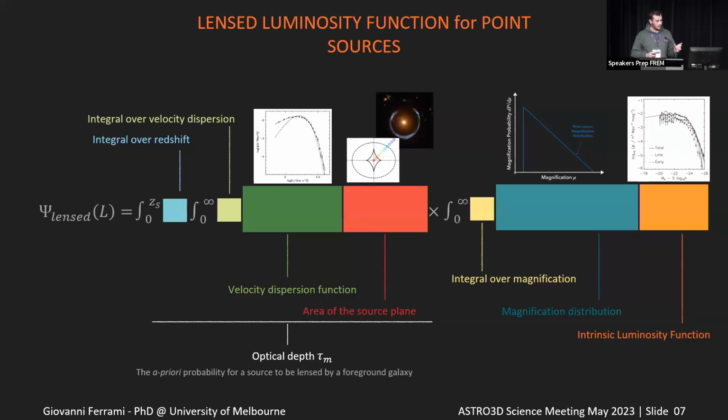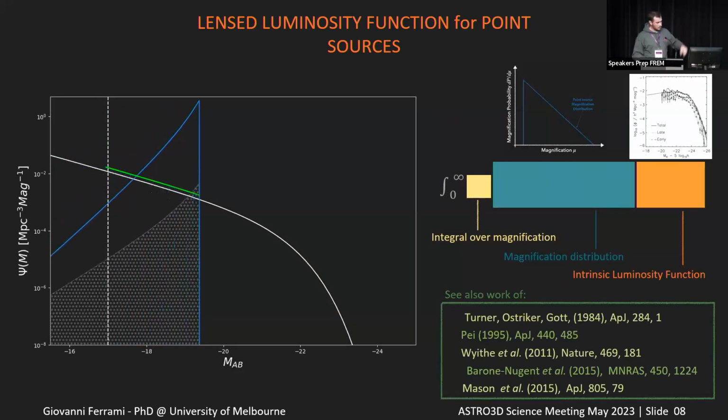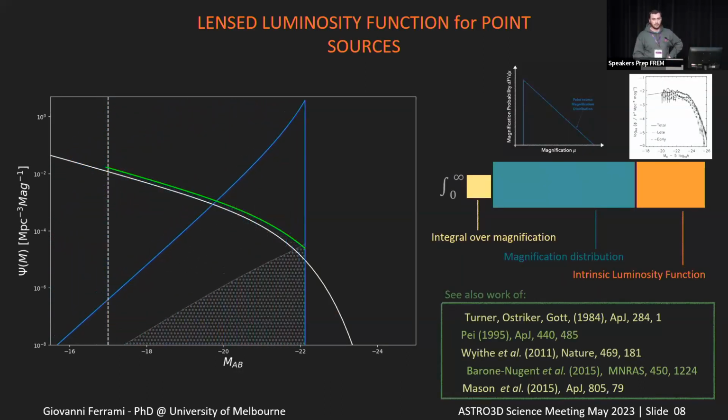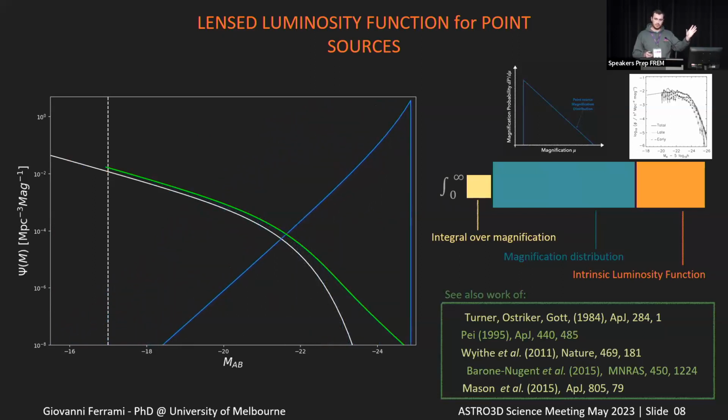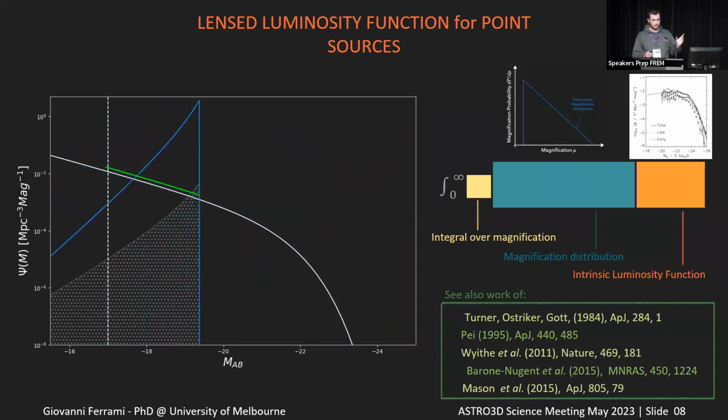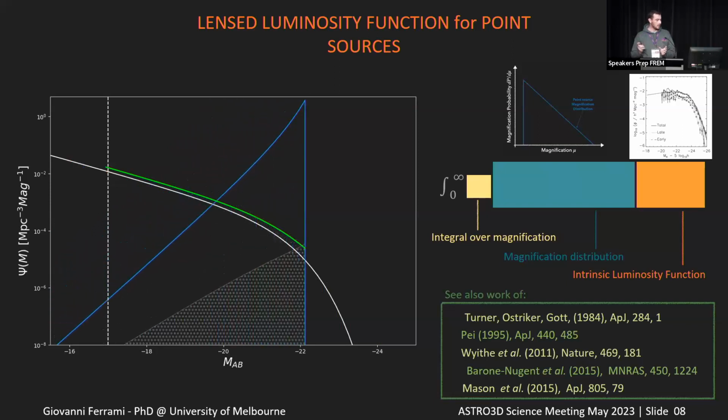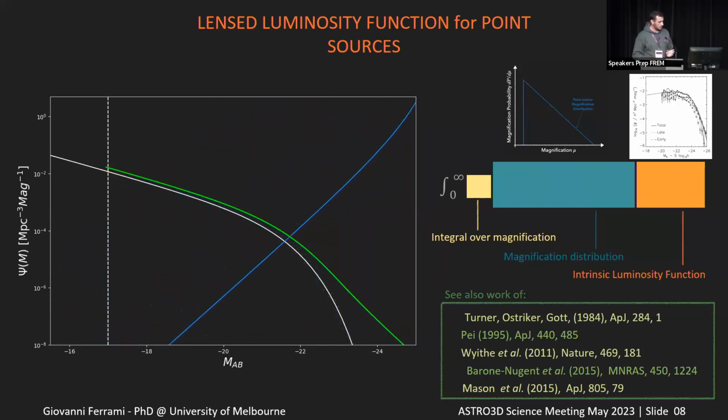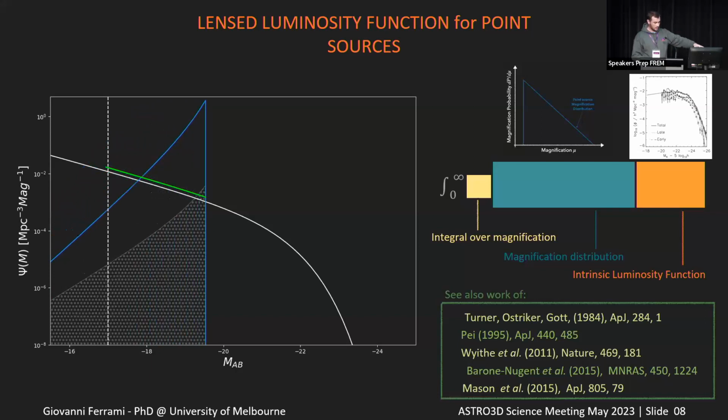We can multiply this by... so the term on the left is the so-called lensing optical depth. And on the right, we have the integral over magnification of the luminosity function and the magnification distribution. This is a bit less intuitive, but you can think of it, looking at this GIF, as a convolution. You have the luminosity function, which is in white, a Schechter function, and you're convolving it with the magnification distribution, and the faint end is very much the same.